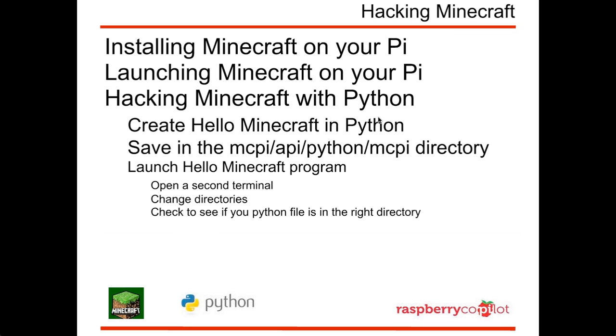All right, and then we're going to check to see if your Python file, if you added it to the right directory. And to do that, you're just going to use the command ls, and it'll give you a list of files that are in that directory. And yours should be there. If it is there, you can launch your program by typing the command python and then the name of your program.py.